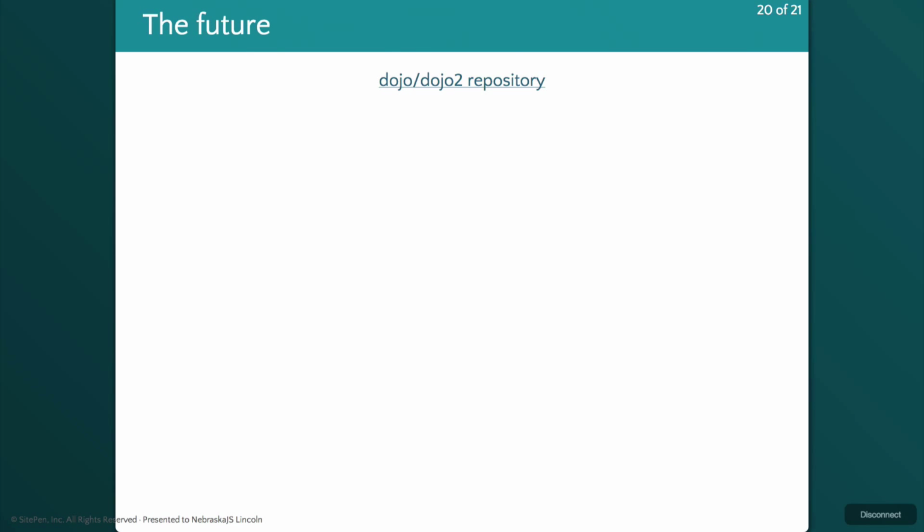In the future, the work on Dojo 2 has already started. It's at the dojo/dojo2 repository. It's actually right now completely written in TypeScript. That's the experiment going forward, playing with TypeScript, because that way it's a lot easier to manage the code, and we can also target different builds.